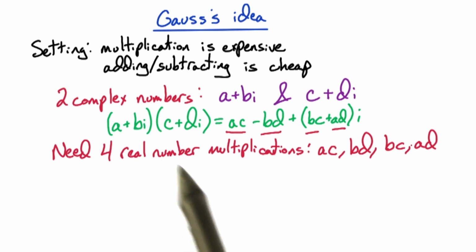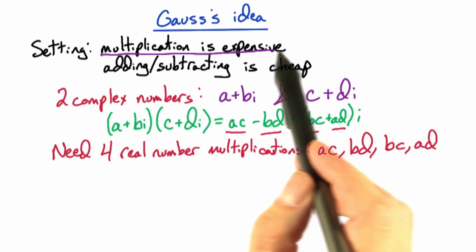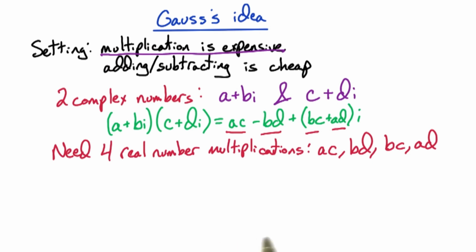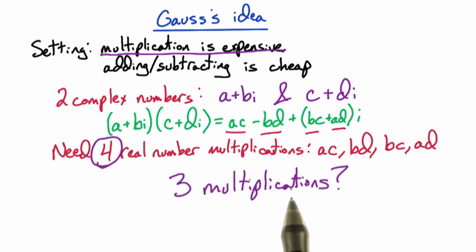Now our setting is that multiplications are expensive. So we're trying to minimize the number of multiplications, and we're willing to have additional additions or subtractions in order to reduce the number of multiplications. So, can we reduce the number of multiplications? Can we get it down from 4? Is it possible to achieve this product with only 3 multiplications? It turns out we can do it.